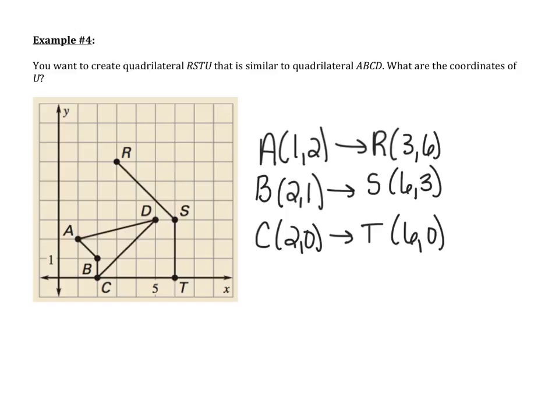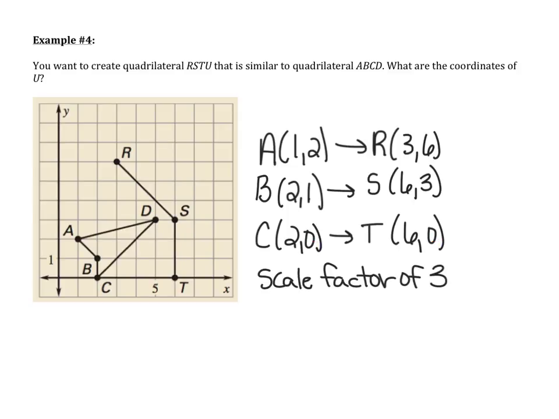So now looking back at our ordered pairs, we can see that we are taking each X and Y value and multiplying them by 3 in order to get the image RST. So again, we have 1 times 3 is 3, 2 times 3 is 6, 2 times 3 is 6, 1 times 3 is 3, 2 times 3 is 6, 0 times 3 is 0. So we have a scale factor of 3.